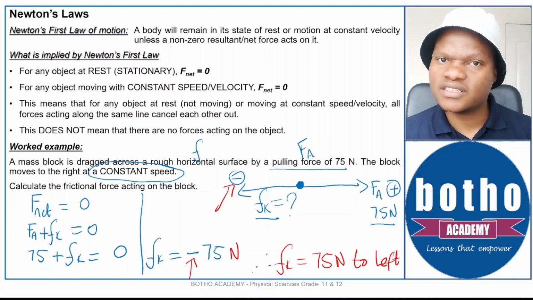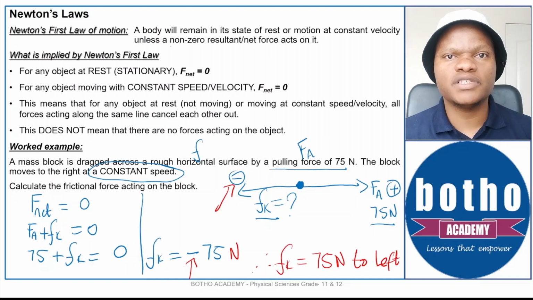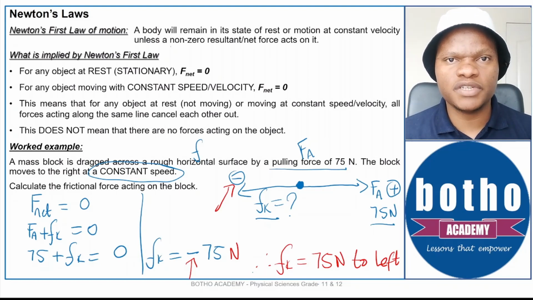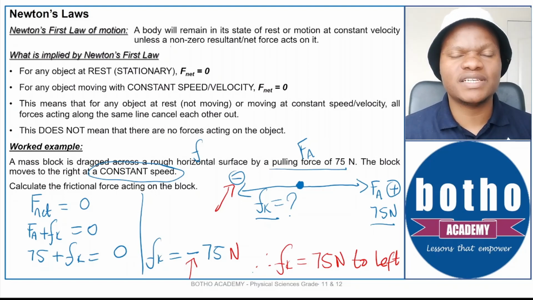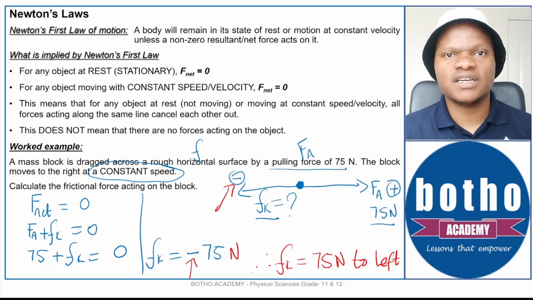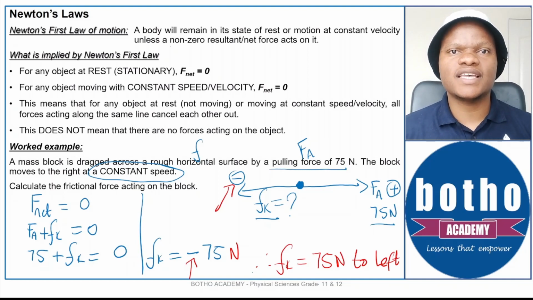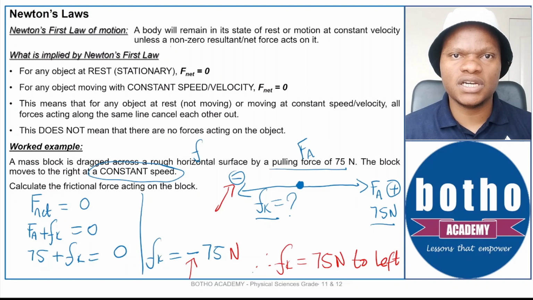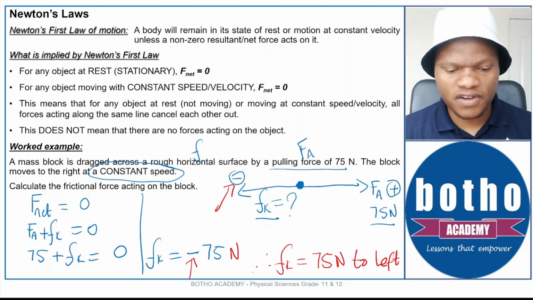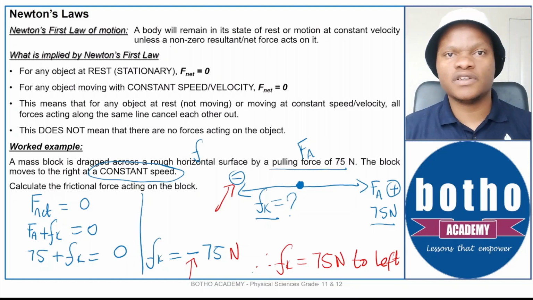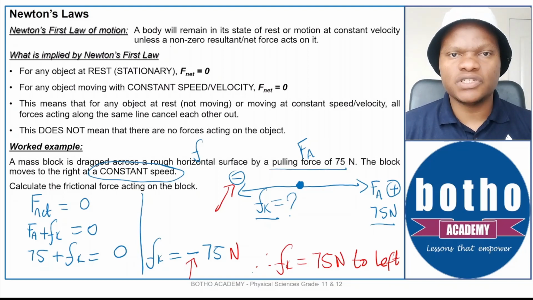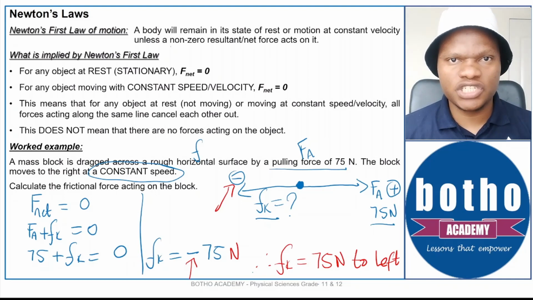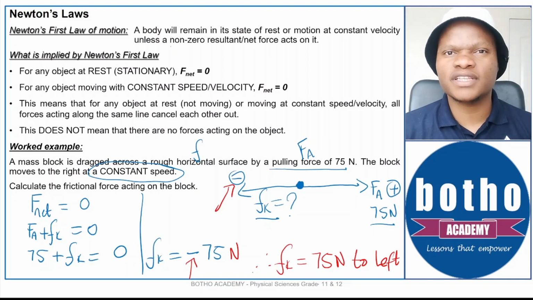Okay, the other thing is that if an object is already moving at a constant velocity or a constant speed, to change its speed you must apply a non-zero net force. But remember, net force is not necessarily one force. It's a combination of all forces acting along the same line. So to get F net, remember, we calculate it by adding all the forces acting along the same line. Yes, it does happen in some situations that F net is actually just one force, because there's just one force acting along that line. So F net will be that one particular force. Okay.